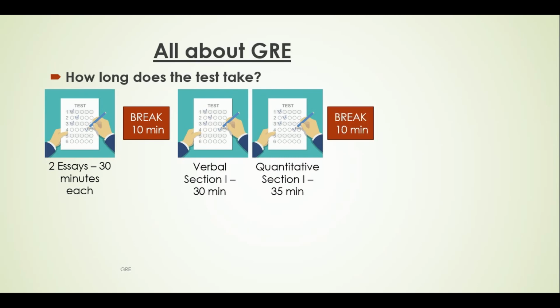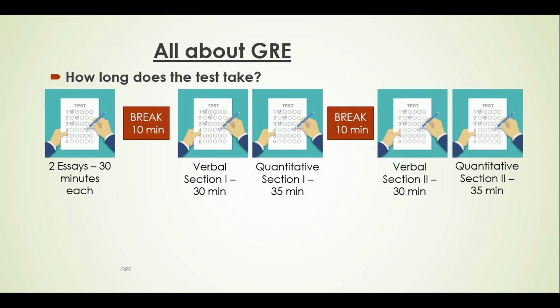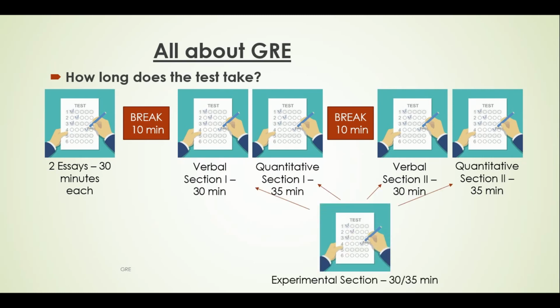Then you get another 10 minutes break. After the break, you get your second verbal section for 30 minutes and then another quantitative section for 35 minutes. Finally, you get this experimental section, and this experimental section is either a verbal section or a quantitative section. Now, this experimental section is there to test questions for future use by the test makers.